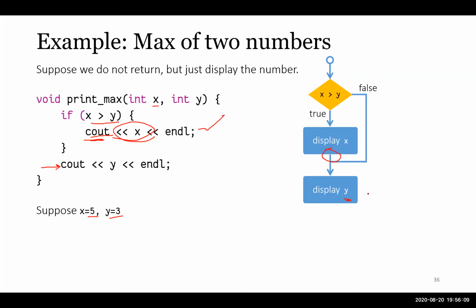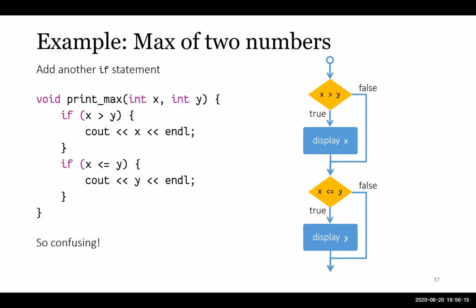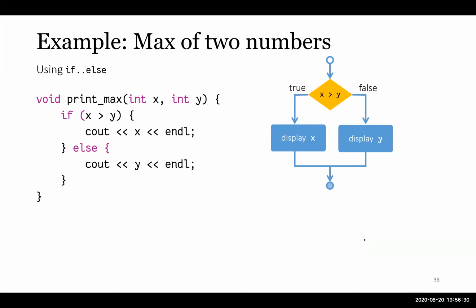So this flowchart doesn't end here. You must always continue with the rest of the program. Of course, we can add another if statement here. If x more than y, do this. If x less than y, do that. But again, this is very confusing, right? So the flow looks like this. I check one time, then I check again. The flow can be quite confusing. So the better way is just to use the else, right?